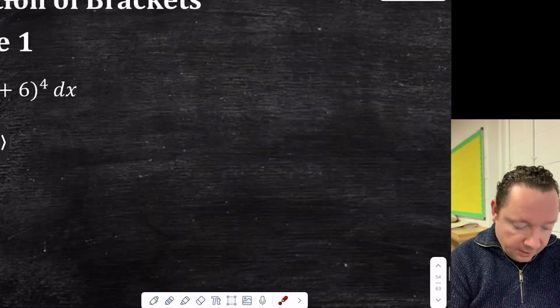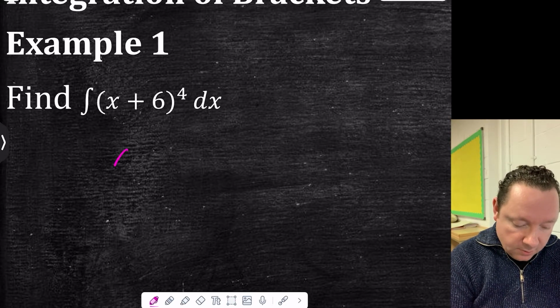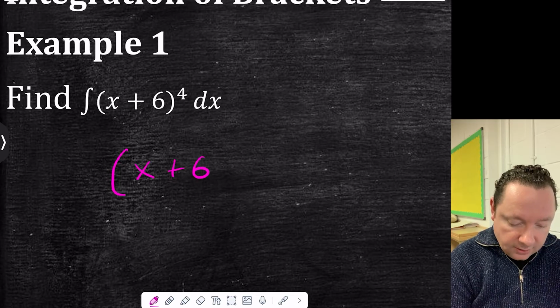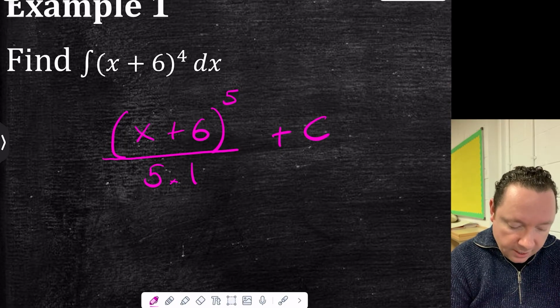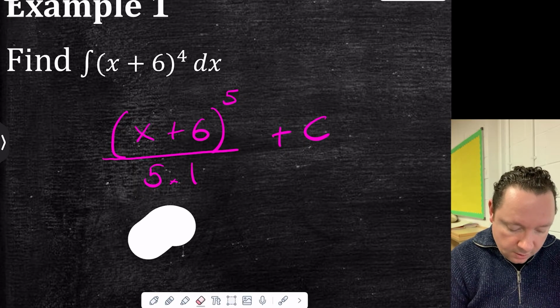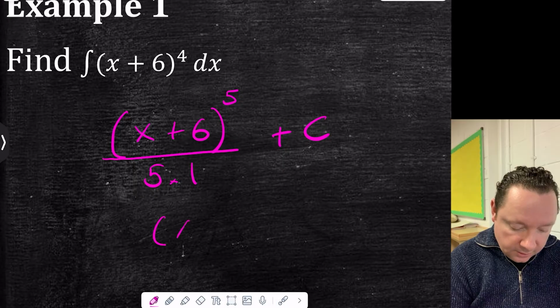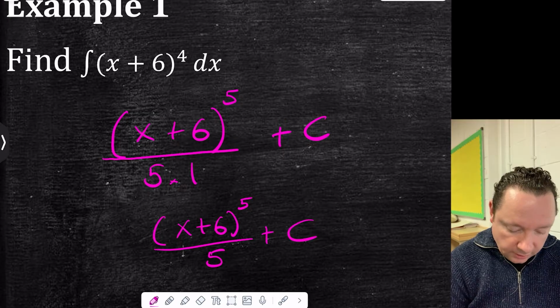So integration of brackets, example 1: find the integral of x plus 6 to the 4. So step 1, I keep my x plus 6 where it is, my inside function. I add 1 to the power, immediately divide by the new power, which is 5, and then times by the derivative of x plus 6. In other words, the number in front of x, which is going to be 1. So that's 1, and then I've got plus c. So this simple example just simplifies to x plus 6 to the power of 5 all over 5 plus some constant c. And we're done there.